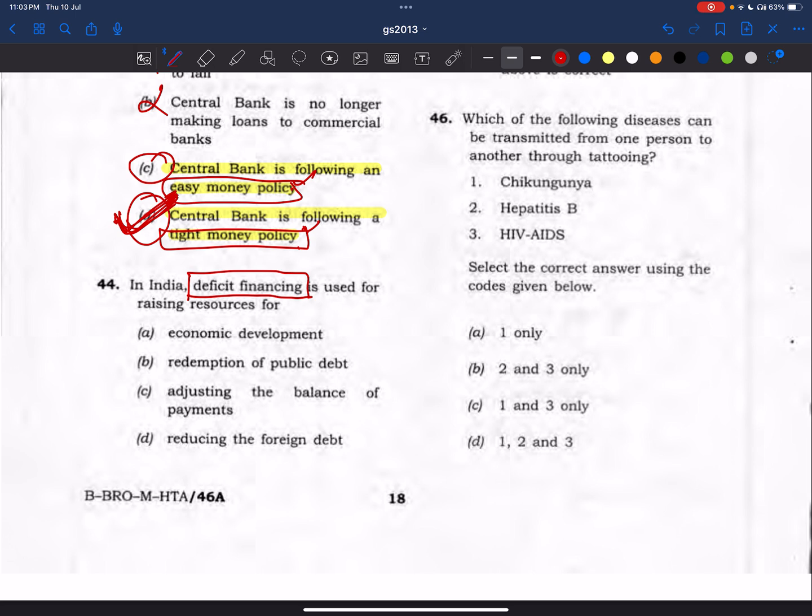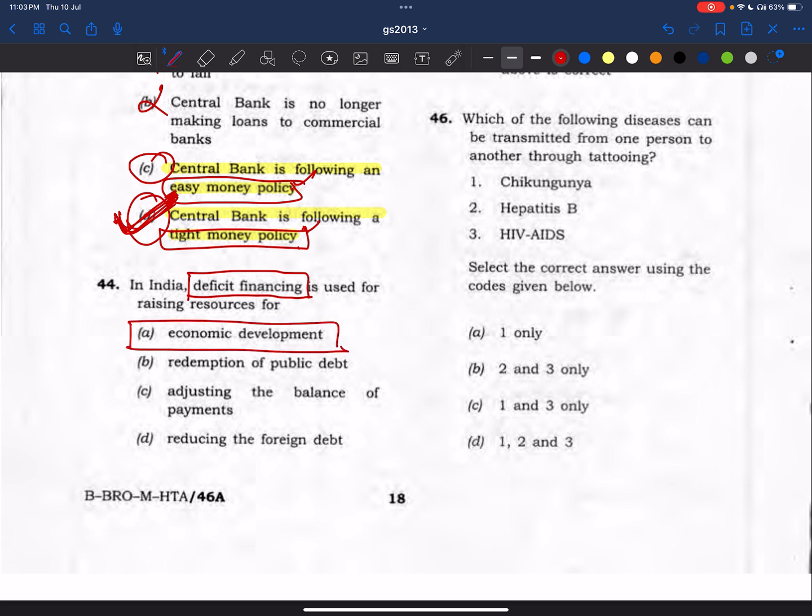Because we are planning a budget. We'll calculate how much money we are going to spend for the development of the country, right? And how much revenue is coming through taxes and other means. So what will happen when there is a shortfall? That is called fiscal deficit. Why is the shortfall being created? Because we want to create development, create opportunities for growth and all these things. So the answer is A.